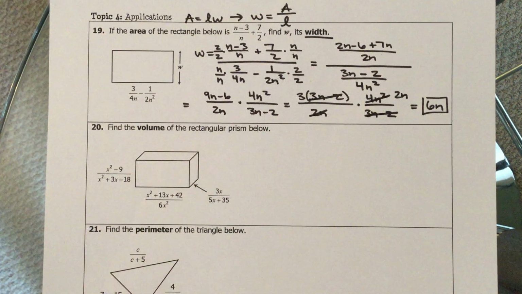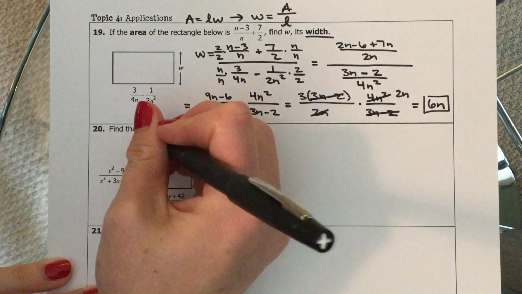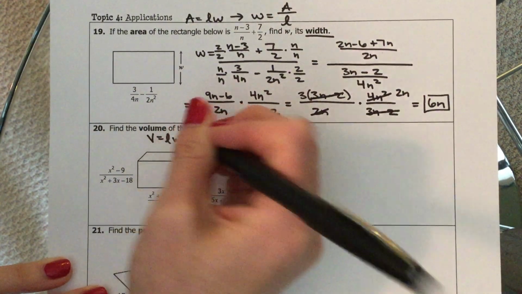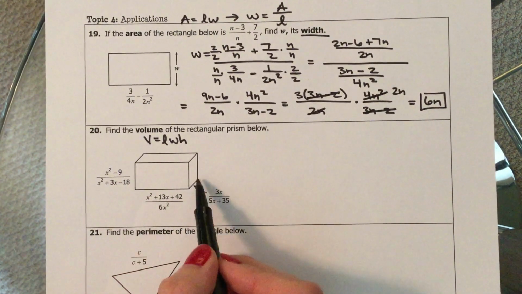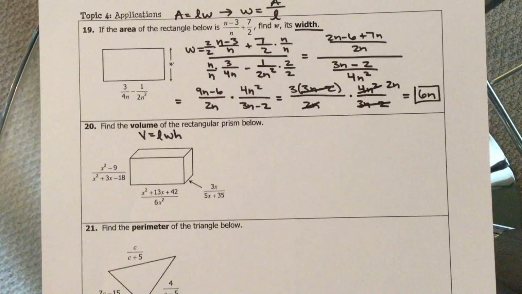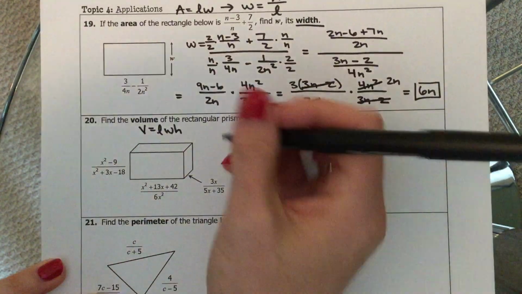All right, number 20, the volume of a rectangular prism. Volume of a prism is length times width times height. So I'm taking all 3 of those expressions and just multiplying them together. It doesn't really matter which one you choose to be the length, width, and height. I would call this the length, this the width, and this the height, but obviously it's not going to change a thing.